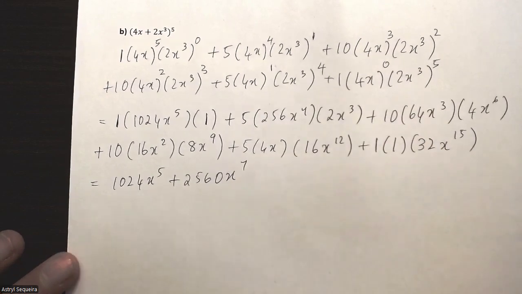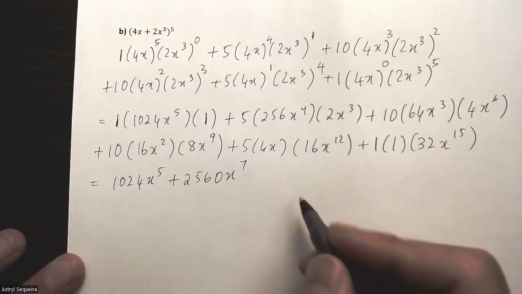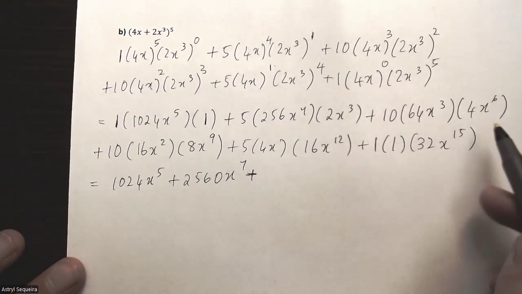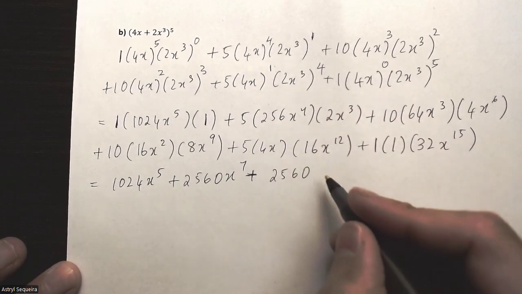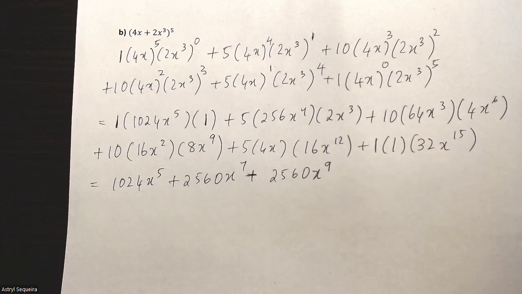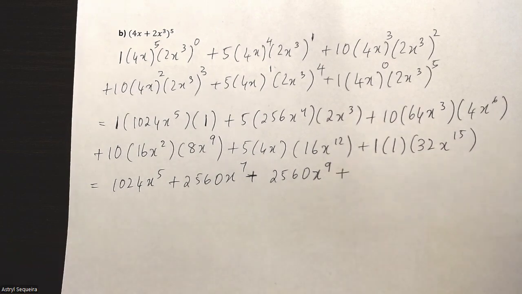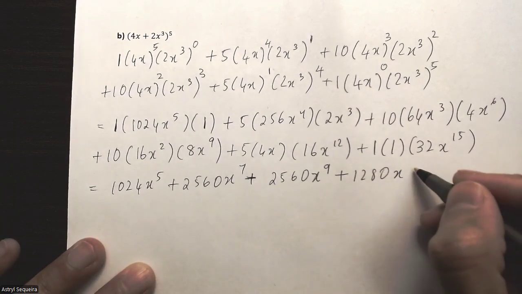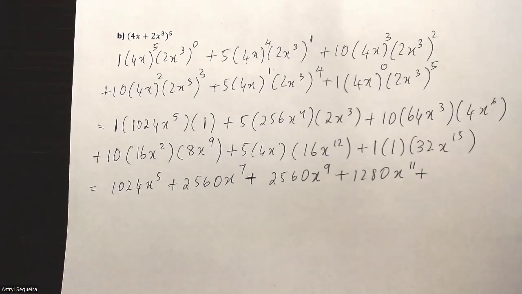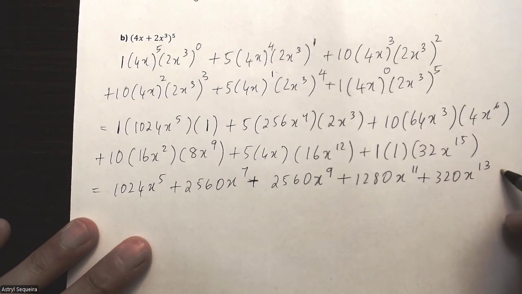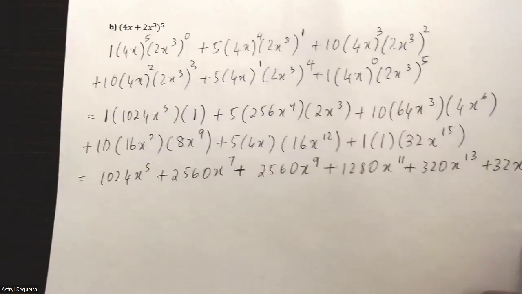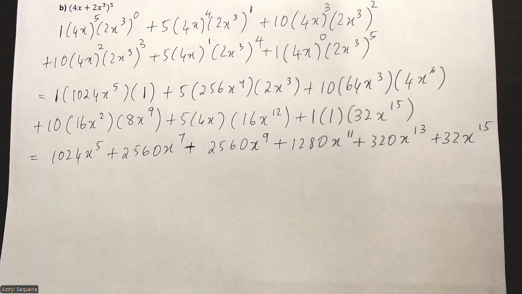x^4 times x^3 is x^7. And that is the final solution to this question.